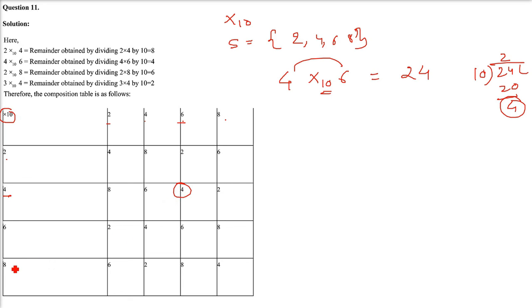I'll take one more example, 8 and 6. 8 ×10 6. 6 eights are 48. 4 and 6, or 6 and 4, same result. 8 and 6, 6 and 8, same result. So you compute once and write it twice. Now 6 eights are 48. You divide by 10 and write the remainder. 10 fours are 40 and 8 will be the result. So for 6 and 8, and 8 and 6, both ways the intersection point should have the value 8. This is how the whole table will be formed.